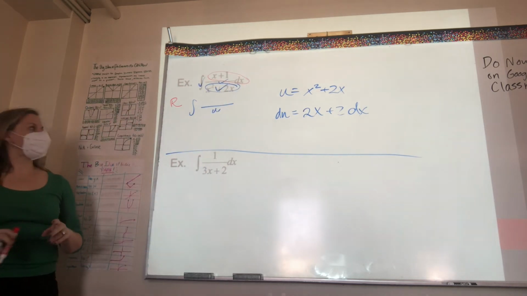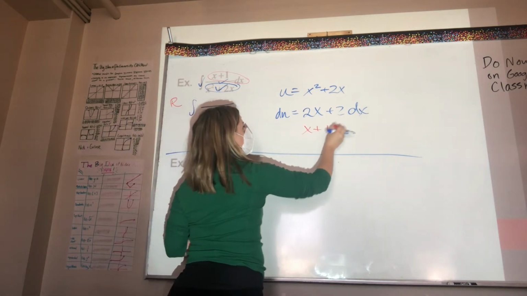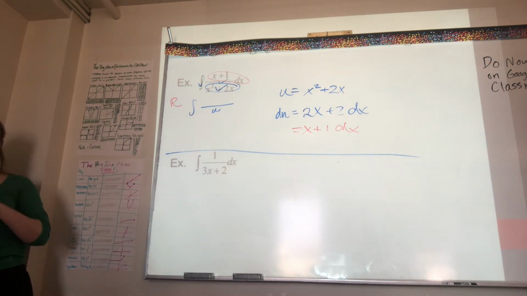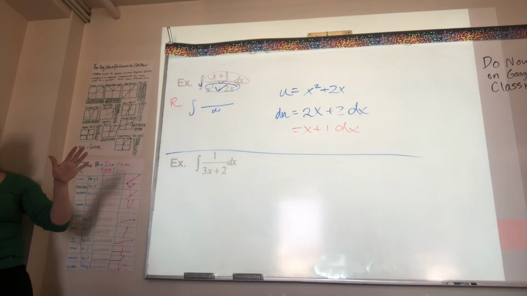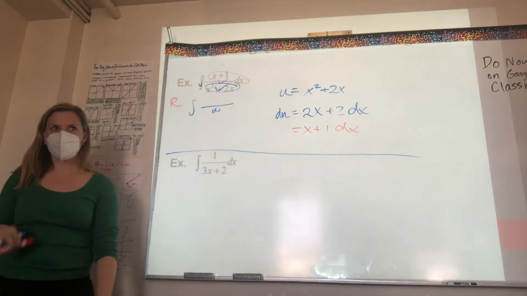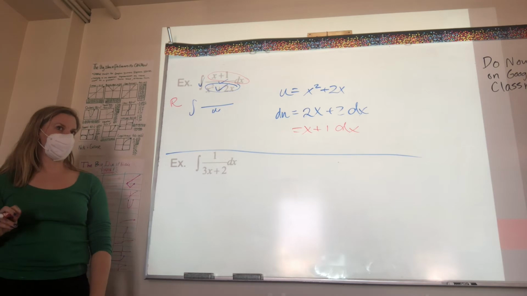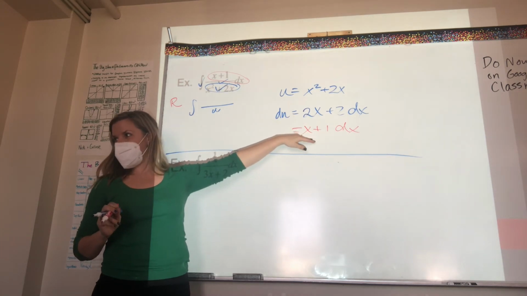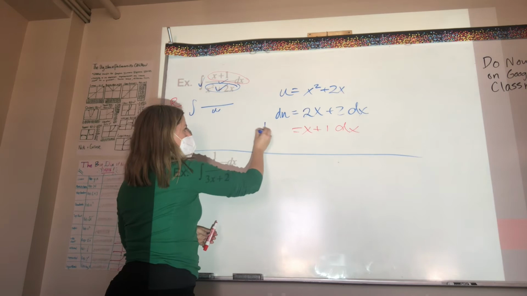So what can I substitute for x plus 1 dx? What would that equal? 3du? No. 2du? No. Why is du 2x plus 2? Because I took the derivative of x squared plus 2x. You're right, it has to do with a 2, but it's not 2du. 2x plus 2 is du. How do I get from 2x to x, and how do I get from 2 to 1? Multiply by 2? No, that'd be 4x plus 4. If I multiply this by 2, I get 4x plus 4, but if I divide it by 2, I get that. Let's just do a half du, okay?